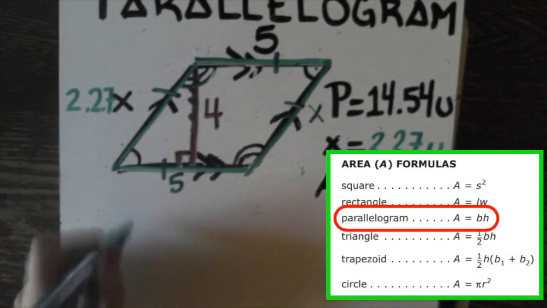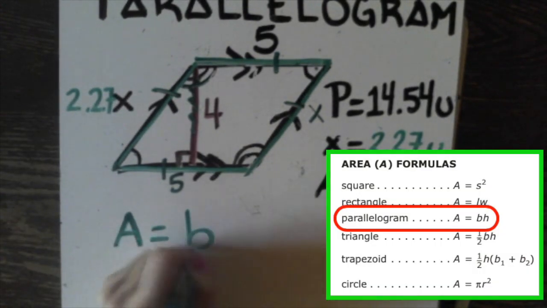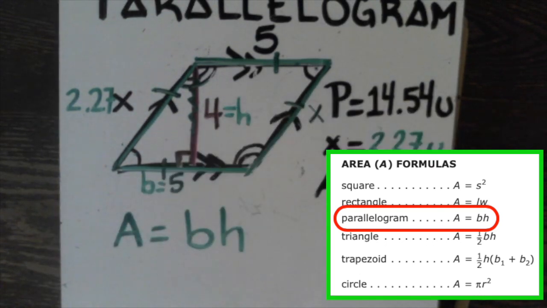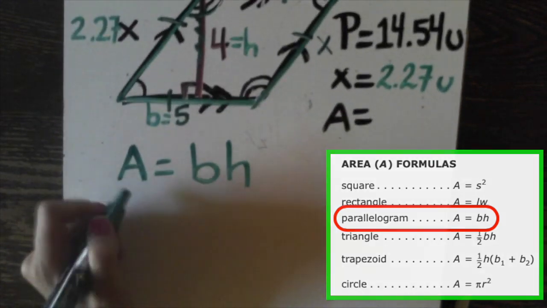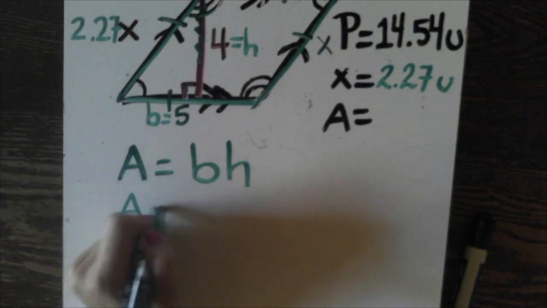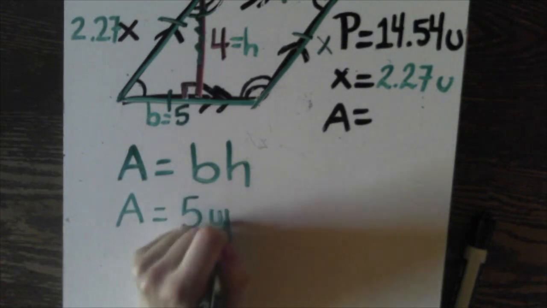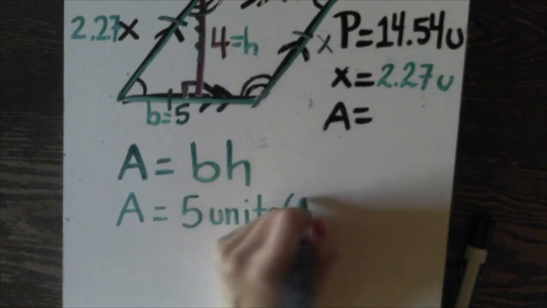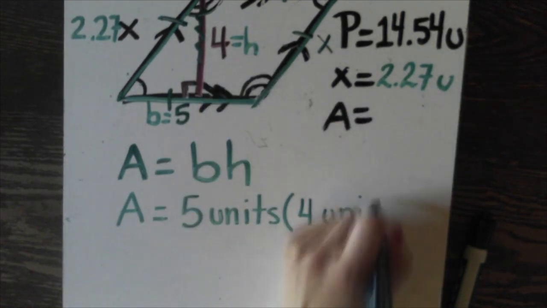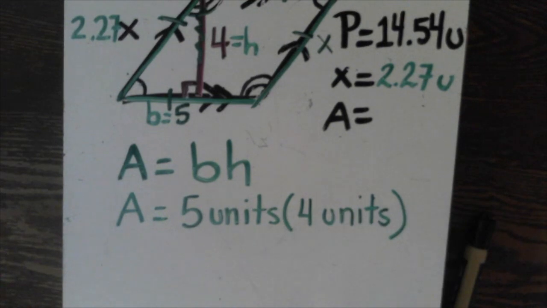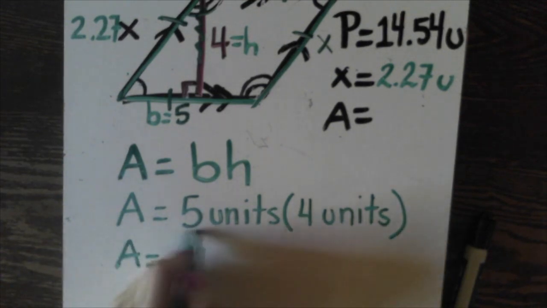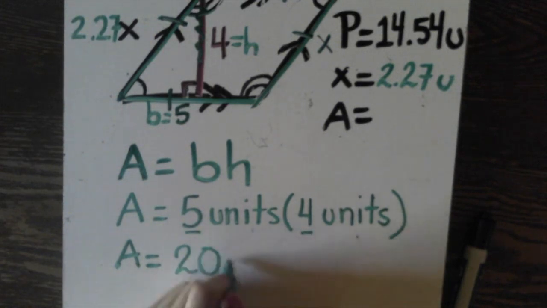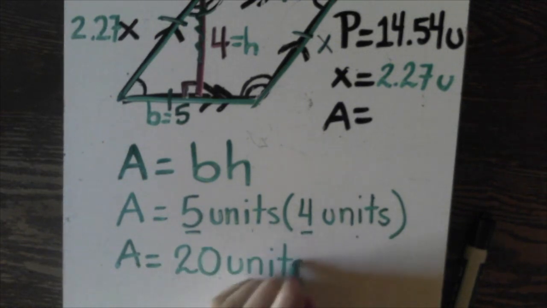Let's consider the area of this parallelogram with base 5 and height 4. Notice that the height cannot be 2.27 as it does not create a right angle with the ground. The area is therefore 5 units multiplied by 4 units. We do not know what the units are and you do not have to write them down, but I want to show you what happens when we do. 5 times 4 is 20, and units times units is units squared. This is the reason area has squared units.